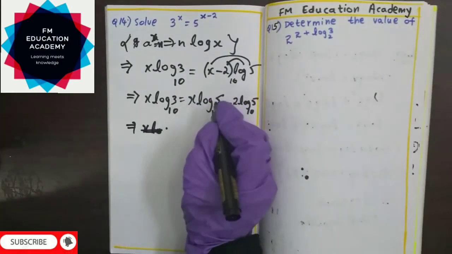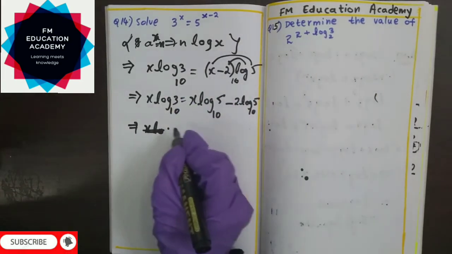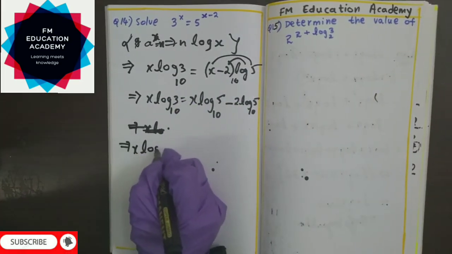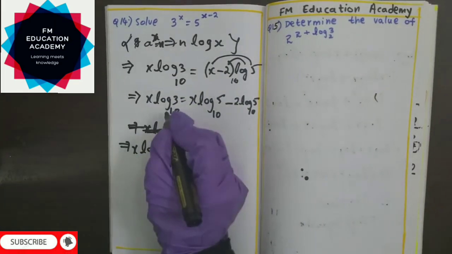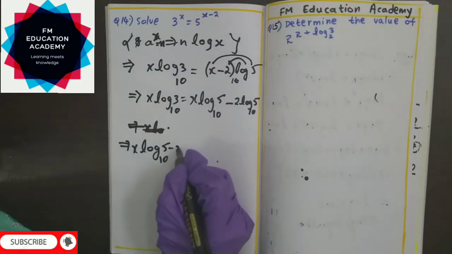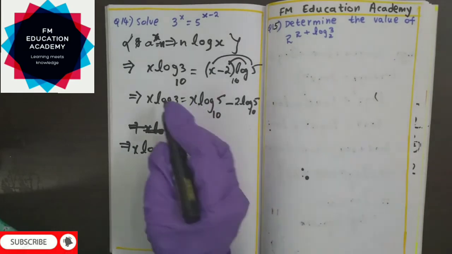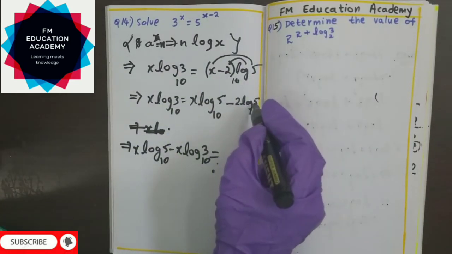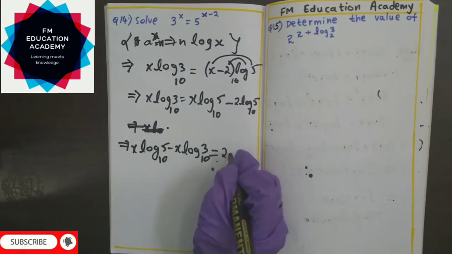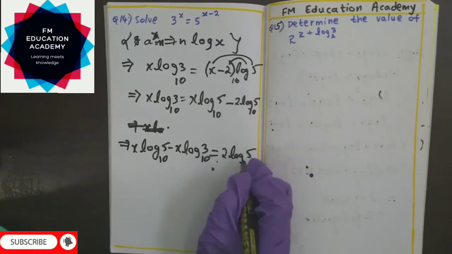Now we'll bring x terms to one side. Since this 5 is bigger than 3, I'll keep this x log 5 to the base 10 on the LHS, and I'll take this x log 3 to the base 10 to the RHS. So it becomes minus x log 3 to the base 10. And since I have taken this to this side, this minus 2 log 5 to the base 10 I'll send to that side. So it becomes plus 2 log 5 to the base 10.